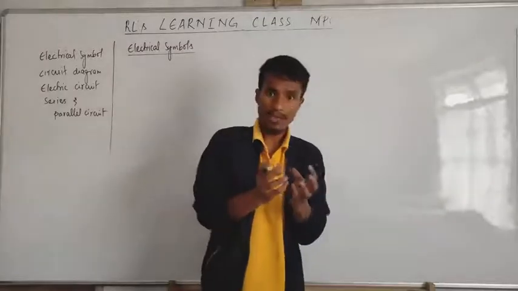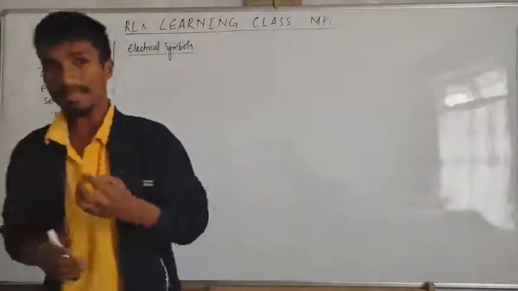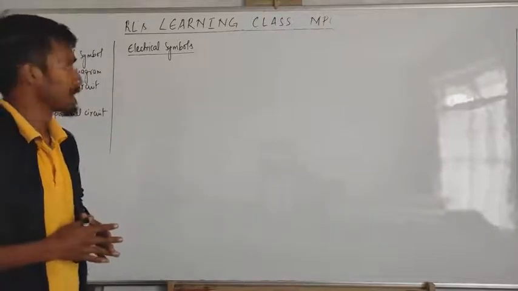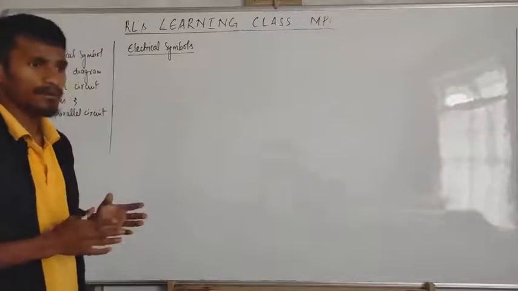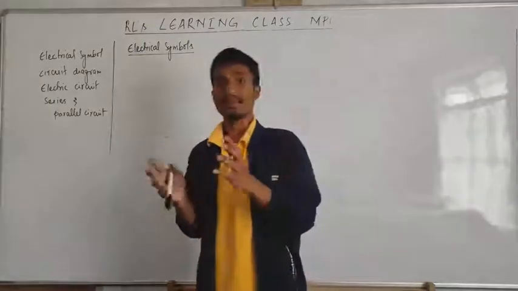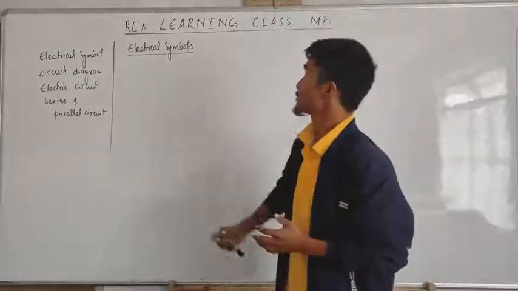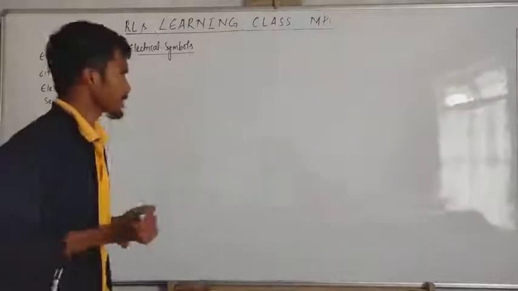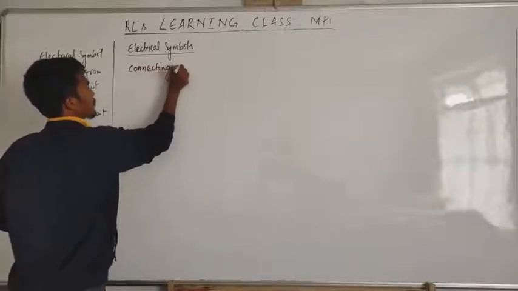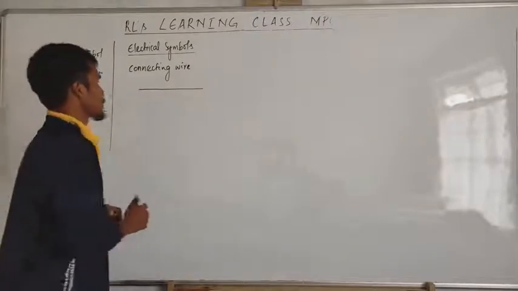In that case, we need a symbol to represent an electric bulb, a switch, the socket, the key, and the battery, the source of supply. If we draw the actual image of those electrical appliances, it will be tedious work when we solve the problems. So we need electrical symbols. For example, for a connecting wire, we just draw like this. This will be a connecting wire.